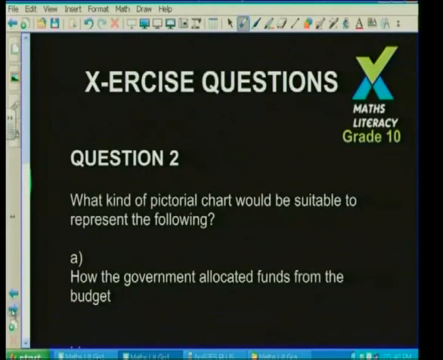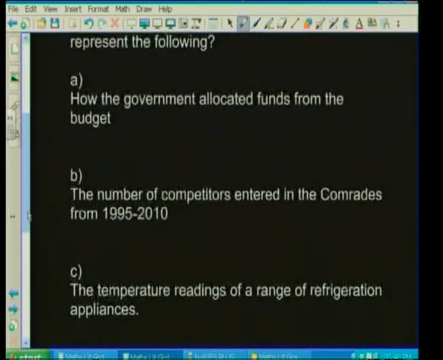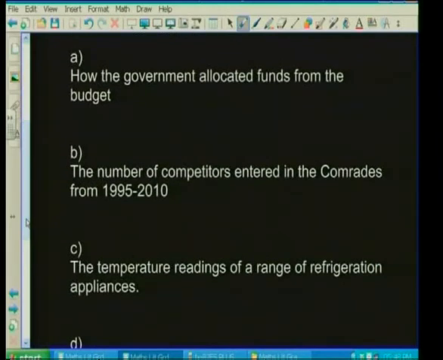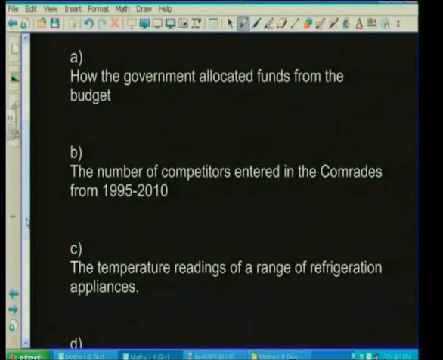Next example. What kind of pictorial chart would be suitable to represent the following? Now, hopefully you wouldn't get a question like this in your exam, but it's good to play around with this. I would give this to my class as a worksheet to see if they understand certain concepts, but I don't know if I'd ask them this in a test or an exam. But great for a worksheet or great for a portfolio piece.